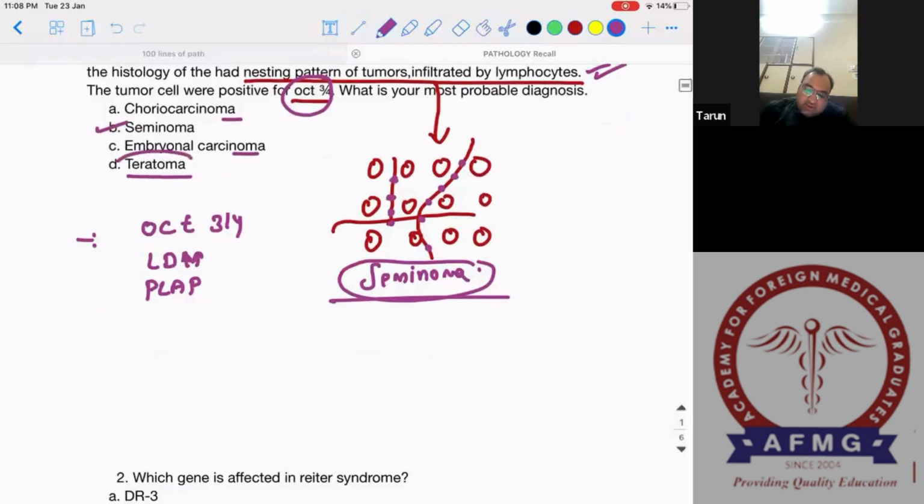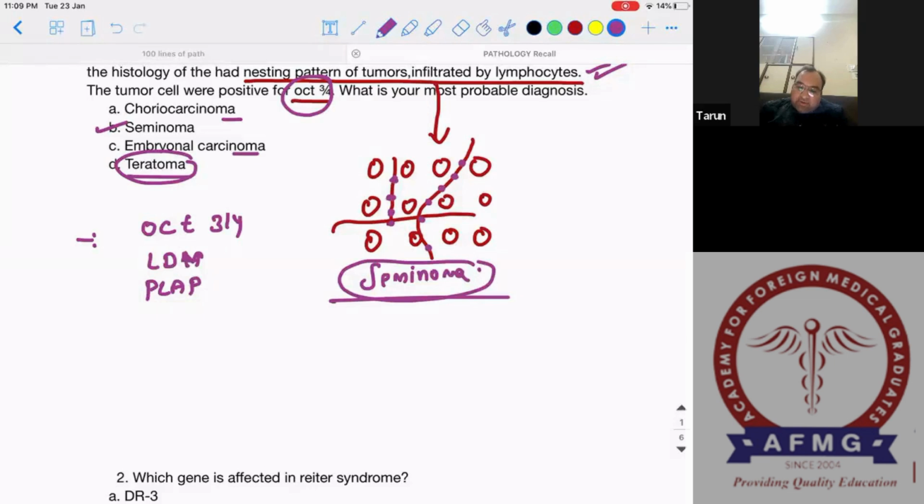For teratoma, they will tell you that there are different types of cell morphology. There are epithelial cells, there are mesenchymal cells, there are some cells derived from the endoderm, some from the ectoderm, and some from the mesoderm. So when any tumor has multiple different types of histology derived from different germinal cell layers like ectoderm, endoderm and mesoderm, that tumor will be called teratoma. Here they are not saying anything about that, so it will not fit this condition.